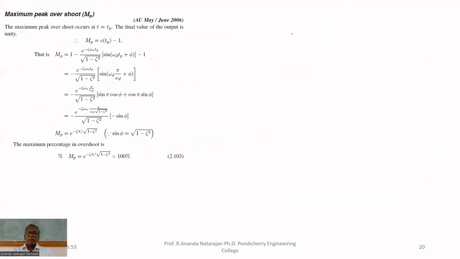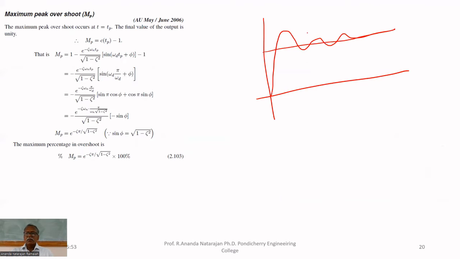Maximum overshoot, MP. This is the waveform we got. This magnitude is MP. It occurs at what point? TP. Therefore, C of t equal to MP. C of t minus 1 equal to MP at t equal to Tp. At t equal to Tp, it is MP.